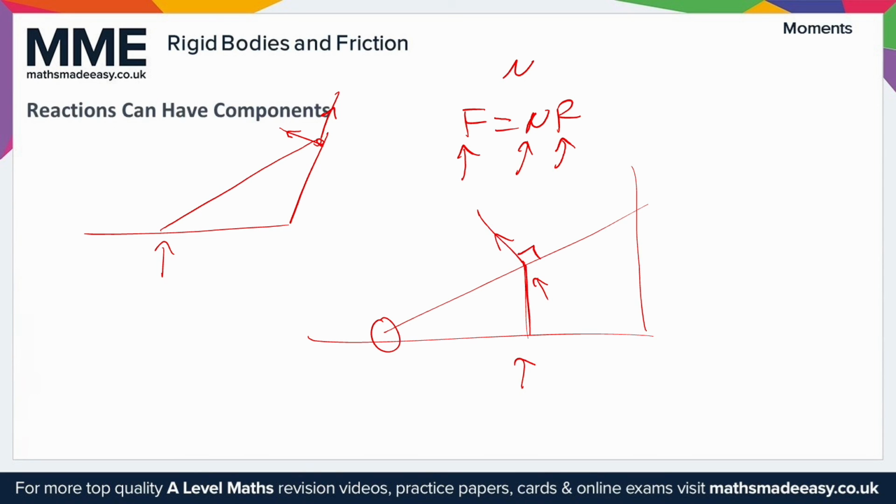Okay? So when we come to work out the coefficient of friction, rather than working with this, we have to work with F is less than or equal to mu R if we want to work out the range, okay? Because it's always less than or equal to this, it can't be greater than.